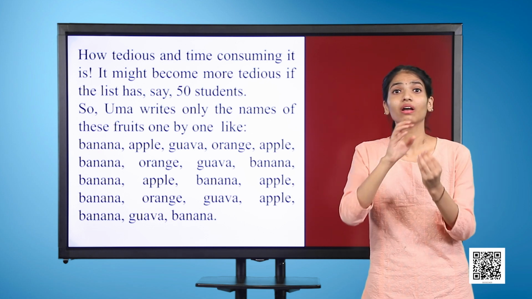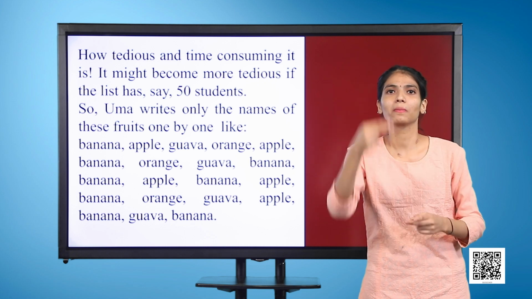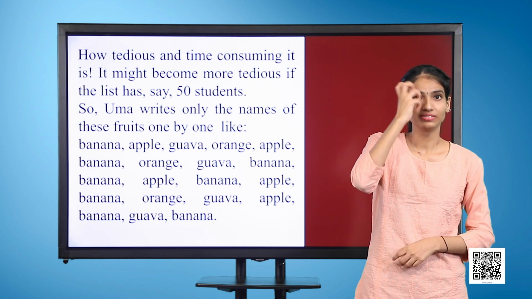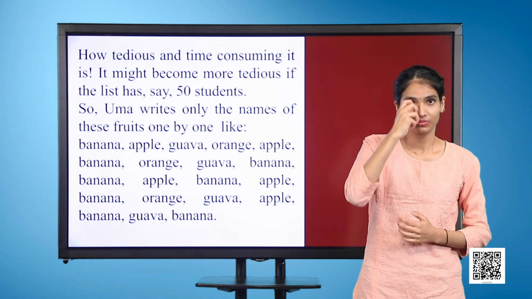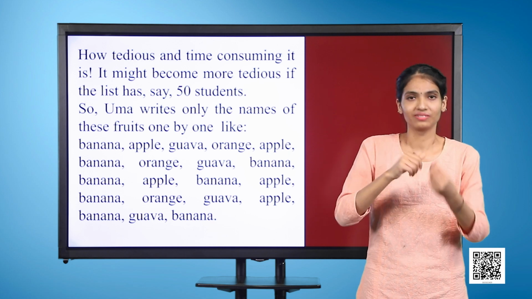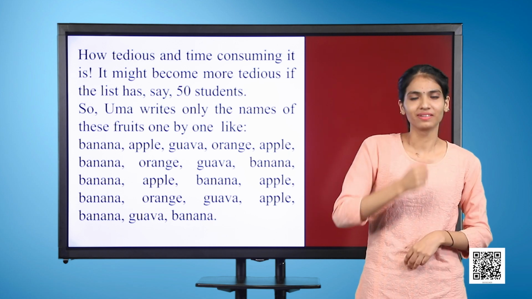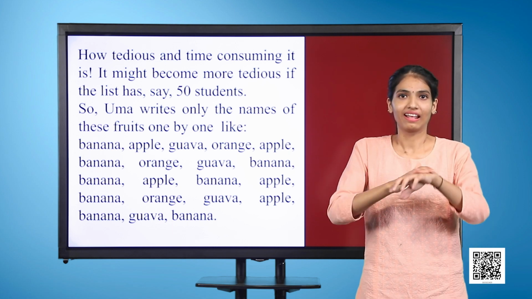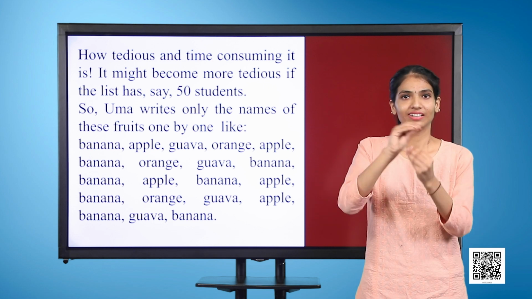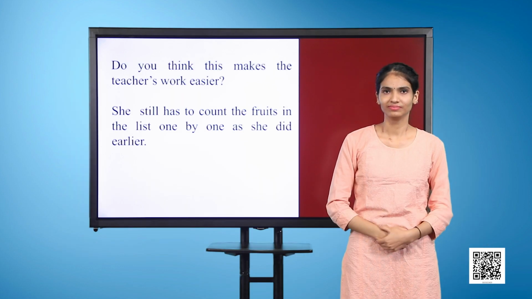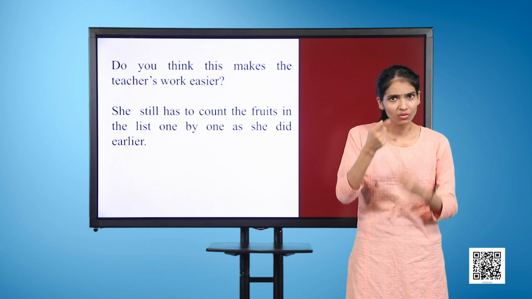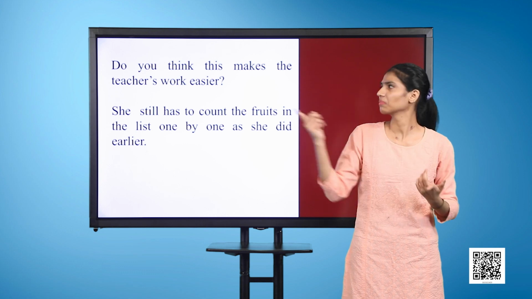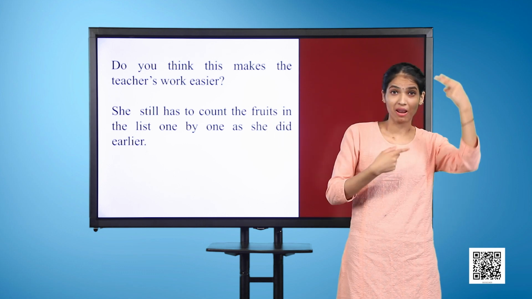So, Uma writes only the names of these fruits one by one, like banana, apple, guava, orange, banana, orange, guava, banana, banana, apple, banana, apple, banana, orange, guava, apple, banana, guava, banana. Do you think this makes the teacher's work easier? She still has to count the fruits in the list one by one, as she did earlier.